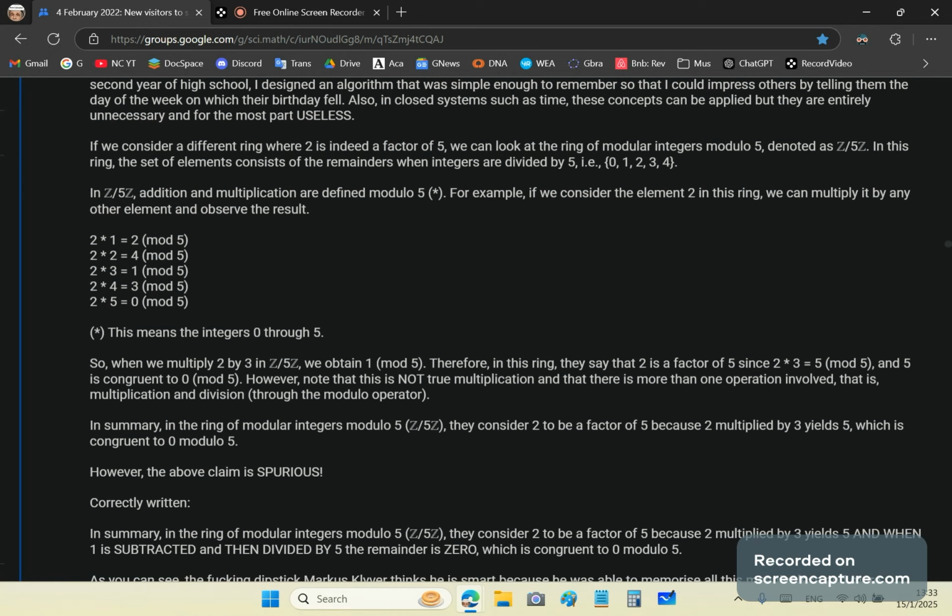So if we consider a different ring where 2 is indeed a factor of 5, we can look at the ring of modular integers, modulo 5, which is denoted as Z/5Z. So in this ring, the set of elements consist of the remainders when integers are divided by 5. So basically, what it means is anything over 5 recycles back to 0. Okay, so if you have 6, then it'll be, let's see, it'll be 1. Okay, so in this particular circumstance, addition and multiplication are defined modulo 5. So, for example, if we consider the element 2 in this ring, we can multiply it by any other element and observe the result. So 2 multiplied by 1 is equal to 2 mod 5, right? Same thing with 2 times 2 is equal to 4 mod 5.